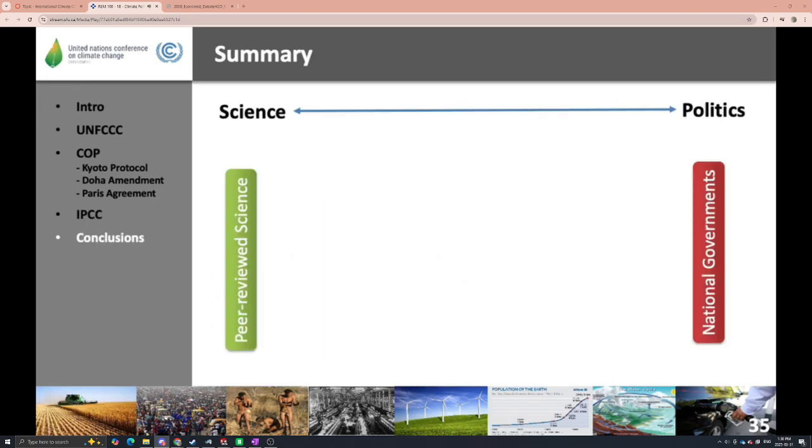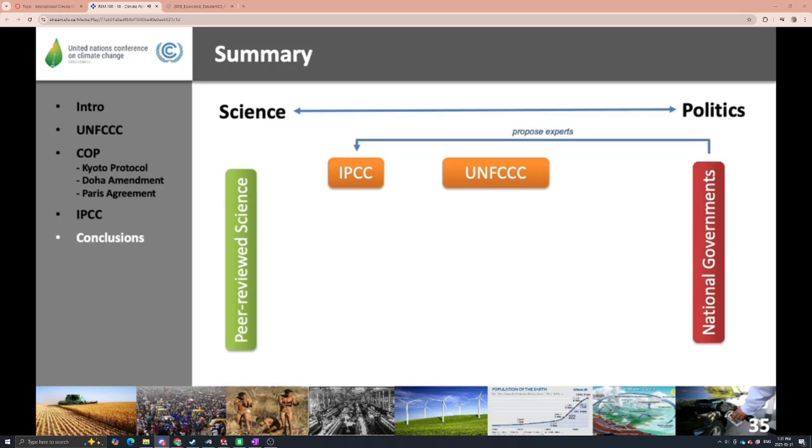I hope this lecture has given you a good overview of the key players and processes in the global climate change politics and what role scientists play. So let's briefly summarize how this all fits together. On the left side, we have peer-reviewed science, which provides the foundation for our understanding of climate change. And on the right, we have national governments that represent the people and make decisions. In between these two, we have 2 critical institutions, the Intergovernmental Panel on Climate Change, the IPCC, and the United Nations Framework Convention on Climate Change.